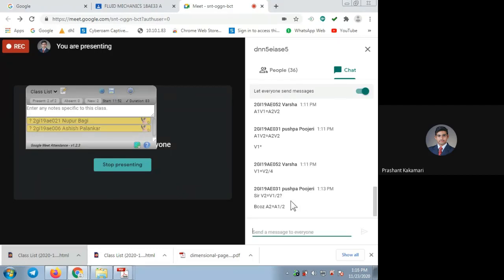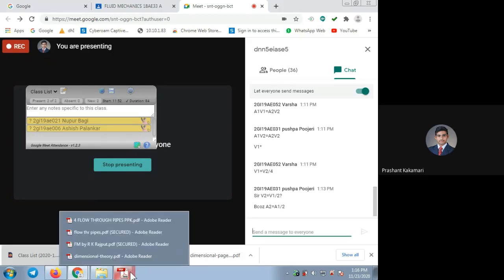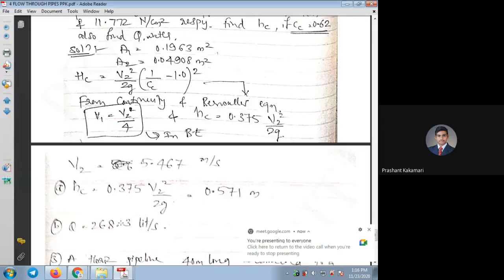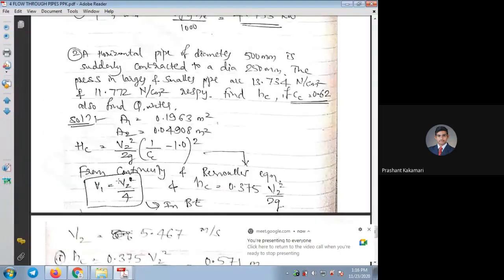Yes, others, those who are finding from A1 V1 equal to A2 V2, or you can substitute in the Bernoulli equation. So in the Bernoulli equation, if I substitute, from the problem you can just see what P1 and P2 are. So in the Bernoulli equation, I will recall here P1 by rho g.